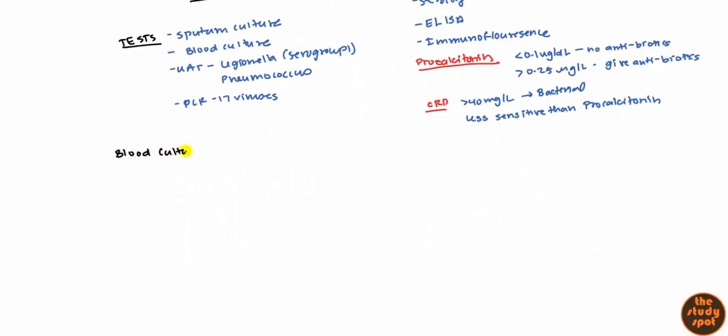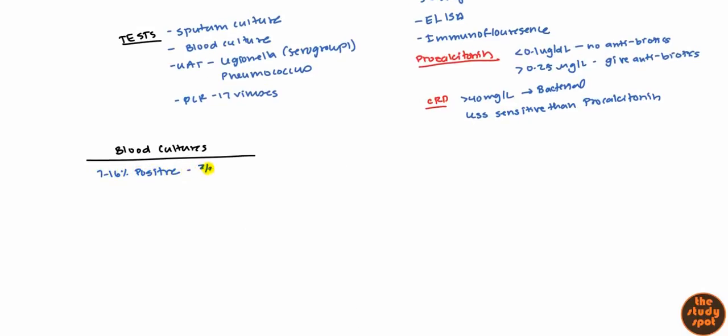So let's move on and talk about blood culture real quick. Blood culture is positive 7 to 16% of the time, and in those, 2/3 of the time it is pneumococcus. Pneumococcus is the easiest one to culture. Therefore, blood cultures are not done routinely, but you still should know about it.